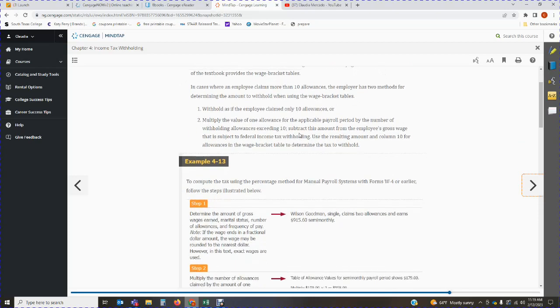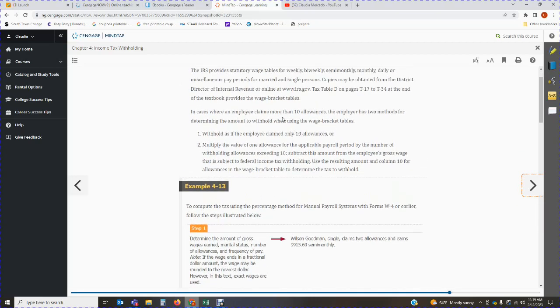Okay. In the cases where an employee claims more than 10 allowances, the employer has two methods for determining the amount to withhold when using the wage bracket tables. So you withhold it as if the employee claimed only 10 allowances, or you multiply the value of one allowance for the applicable payroll period by the number of withholding allowances exceeding 10.